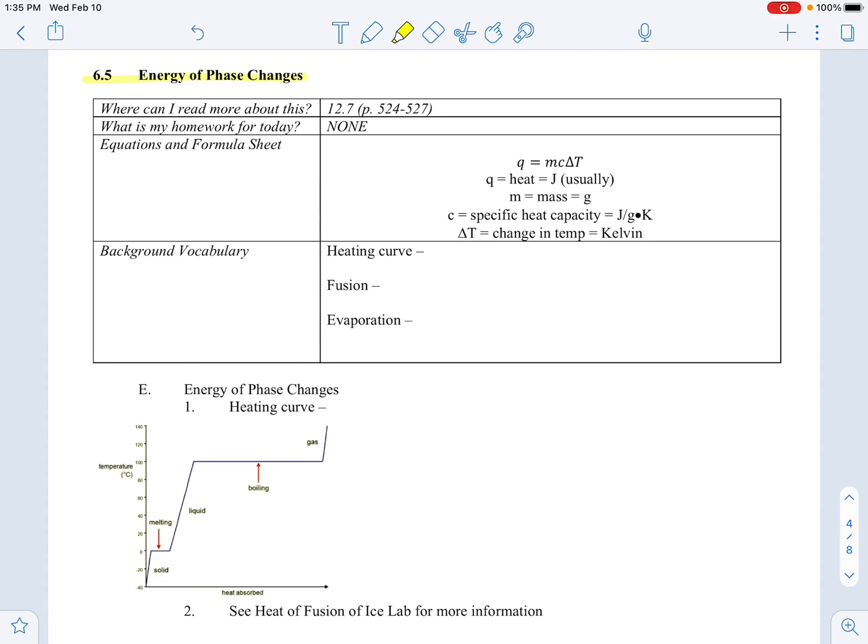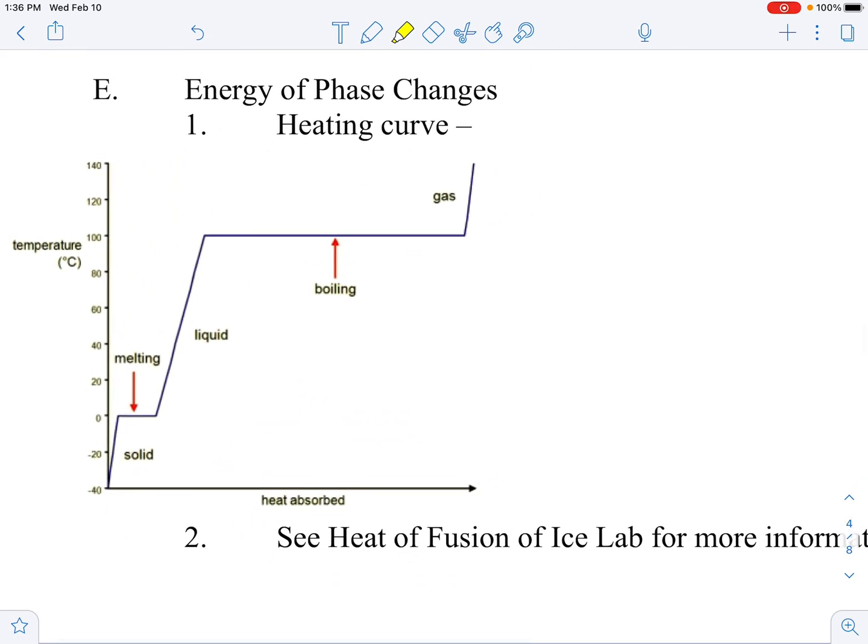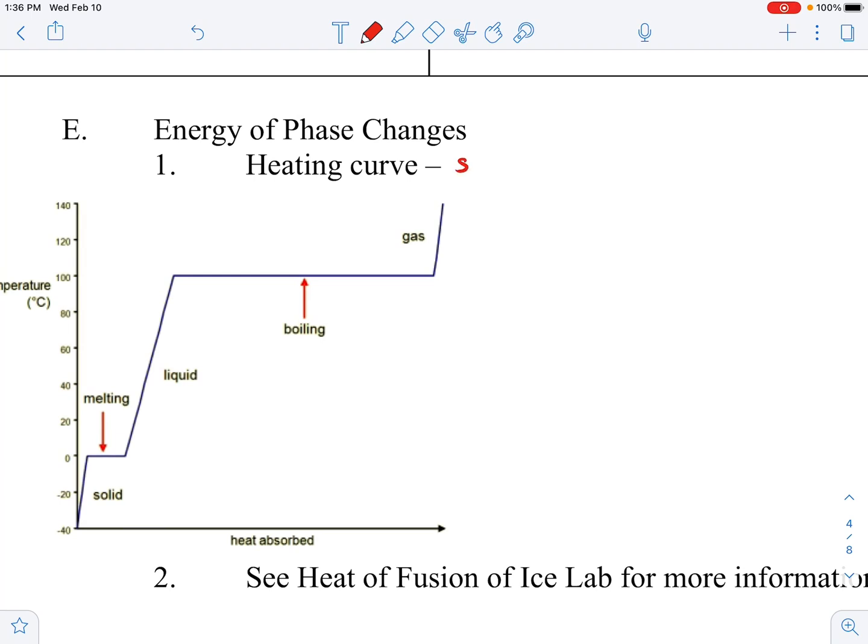what we're going to have is what is called a heating curve. So right here is a picture of a heating curve. This shows phase changes of a substance. And what we have right here is a heating curve of water. As you can see, as heat is absorbed, we go through the three different states. We don't actually talk about plasma here.